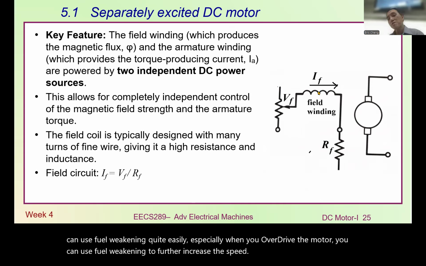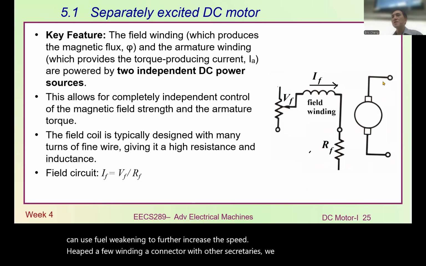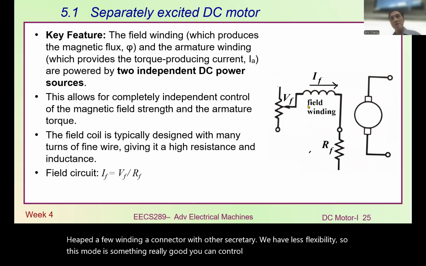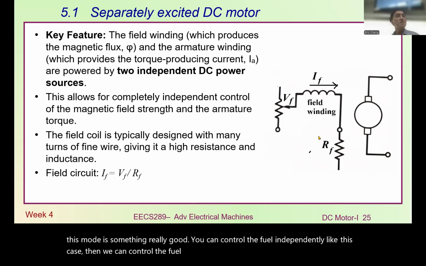If the field windings are connected with other circuitry, we have less flexibility. So DC motor is something really good. You can control the field independently, like this case. Then we can control the field weakening, control the speed really, really well.